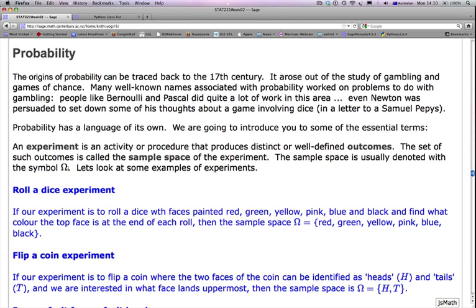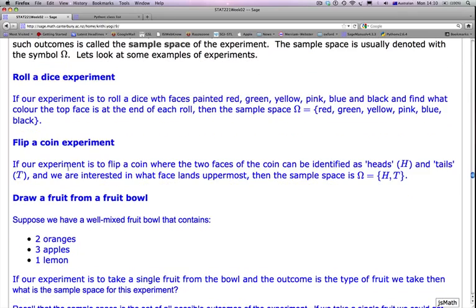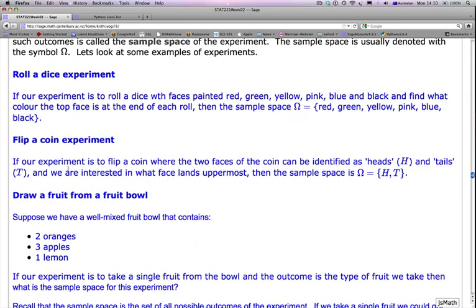Let us look at some examples of experiments. Roll a dice experiment. If our experiment is to roll a dice with faces painted red, green, yellow, pink, blue, and black, and find what color the top face is at the end of each roll, then the sample space, capital omega, is going to be the set of outcomes of the colors that show up on the top: red, green, yellow, pink, blue, and black.